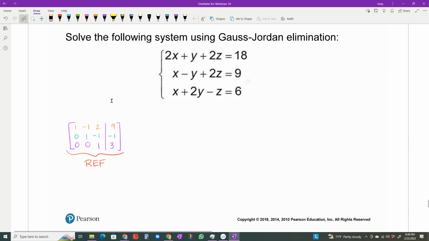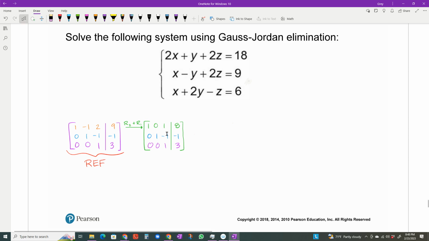So the next thing I'm going to do is just add those two rows together, but I'm replacing row 1. So it's just going to be row 2 plus row 1. Okay? So row 2 plus row 1, 0 plus 1 is 1. 1 and -1 is 0. And -1 plus 2, in this spot right here, -1 plus 2 is 1. And -1 plus 9 is 8. Okay? I'm not changing the others.